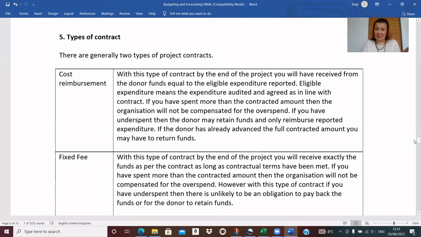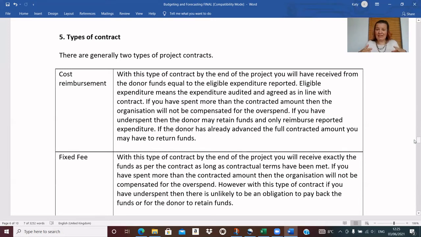If you have underspent, then the donor may retain funds or only reimburse you for what you have actually spent. And this can mean that if they advance the full amount to you, you could end up having to return some funds. With a fixed fee contract, by the end of the project, you will receive exactly the funds that are on the contract, as long as you have met the contractual terms.